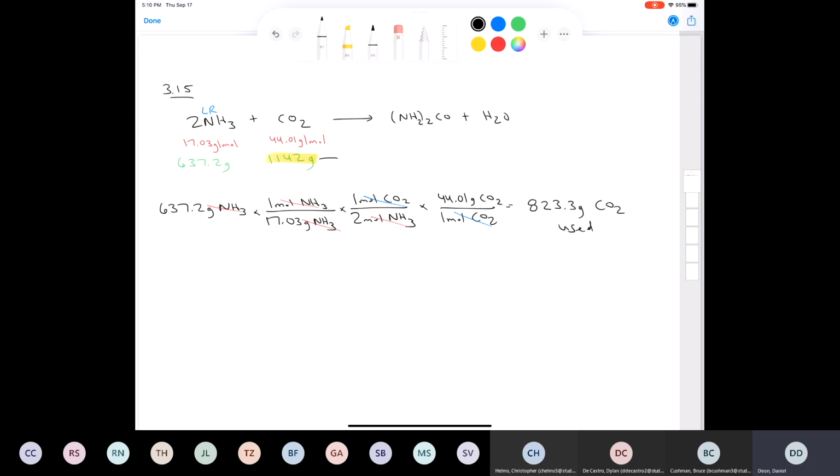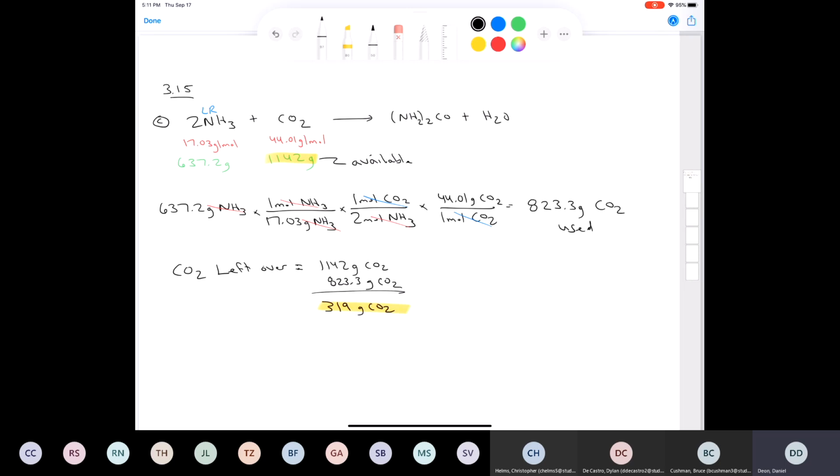But remember, we had this much CO2 available. And so the question is, how much excess reagent in grams is left over? So we could put here CO2 left over. The amount of CO2 left over is going to be equal to 1,142 grams of CO2, subtract 823.3 grams of CO2. And when you punch that into your calculator, you end up with 319 grams of carbon dioxide that is going to be left over. And so that is the answer and the solution to C.